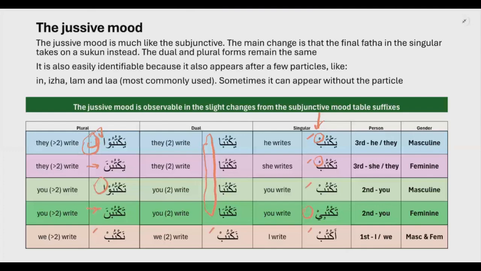Okay. Then also it's easy to identify because this one also says it appears after a few particles. And the particles are in, ila, lam, and la. I think these are the most commonly used form of being an introduction or precursor to the jussive mode. But the unique thing about this one is sometimes it can appear without the particle. So although you're looking for the particle, there are times when you might find this verb appearing without the particle to give it away to be a jussive mode verb. But nevertheless, you'll get to grips with it when you see examples of this.